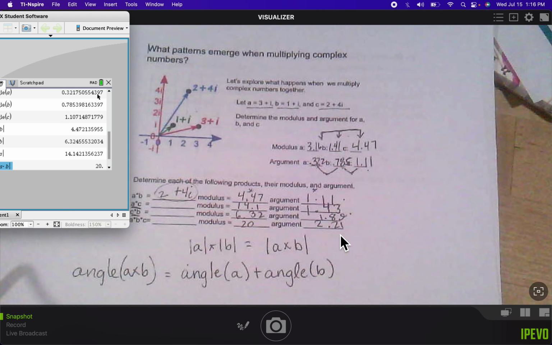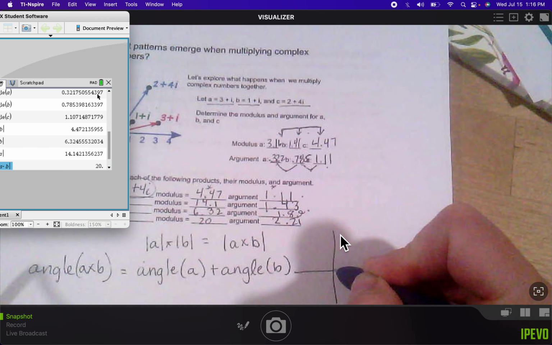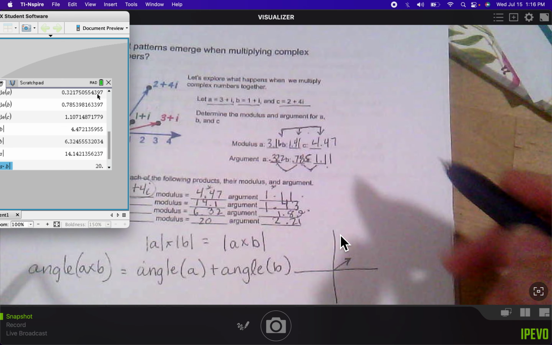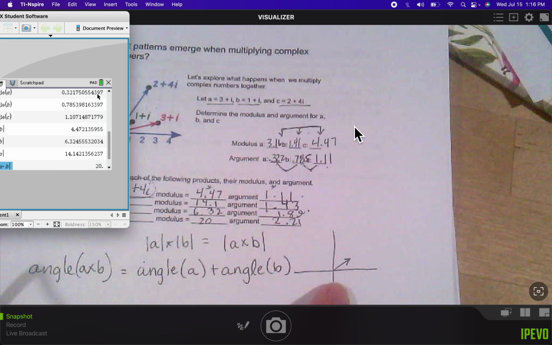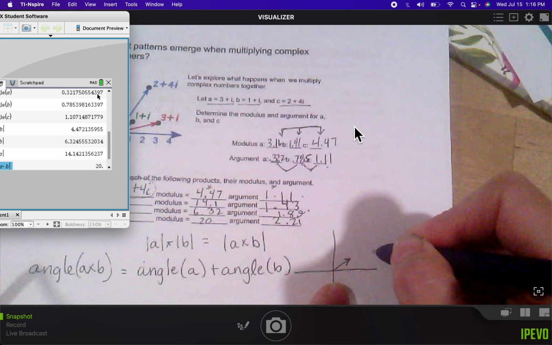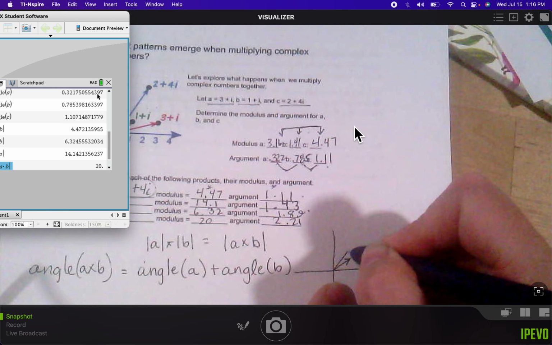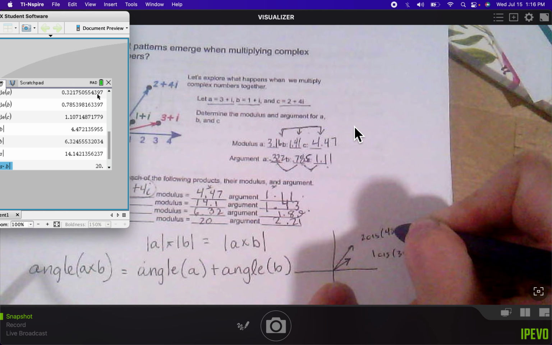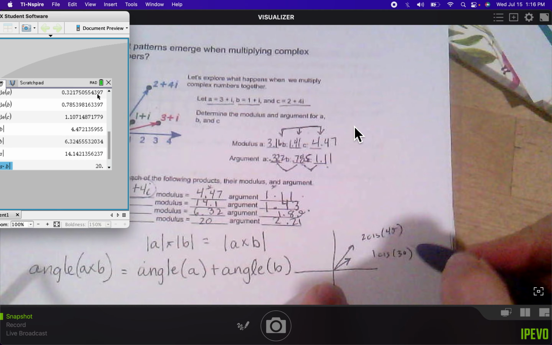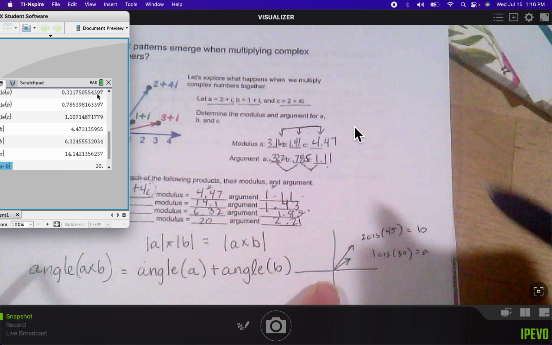So visually, what that looks like, I'll give you a really simple example, is if you had a little guy down here, and we're going to use degrees even though we're not supposed to because it makes things a little easier to look at. If this were 1 cis 30 and this guy were 2 cis 45, then if you took, let's call this A and this B, different from this A and this B over here.